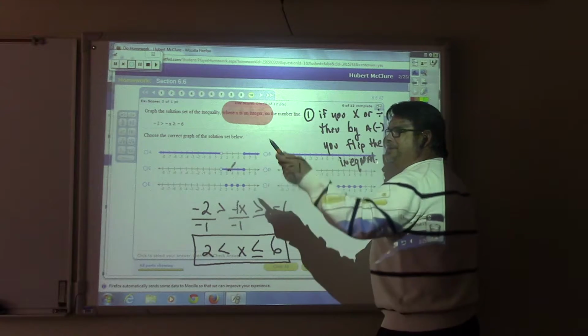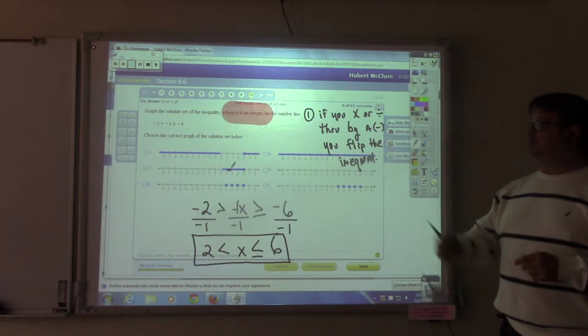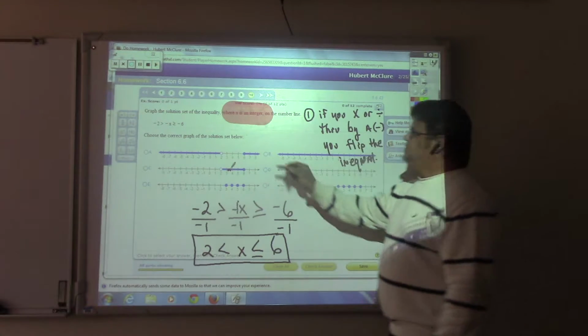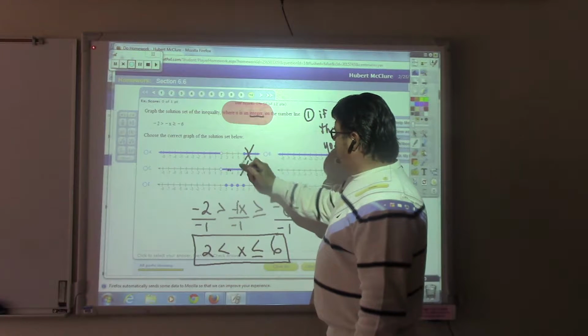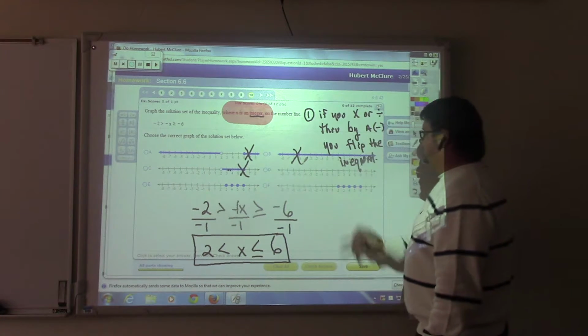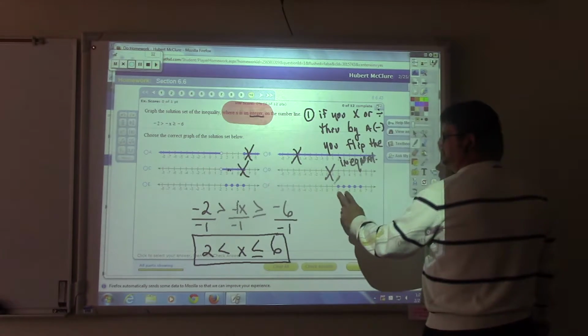Dots are just whole numbers. So that's why I want you to make a note of this. When you see that word, that means this is not right, this is not right, and this is not right. And of course, that's nothing. So it's going to be either this one or this one.